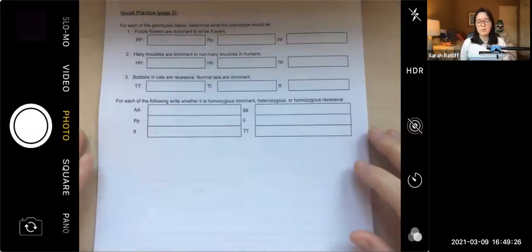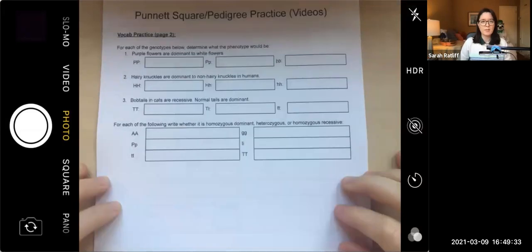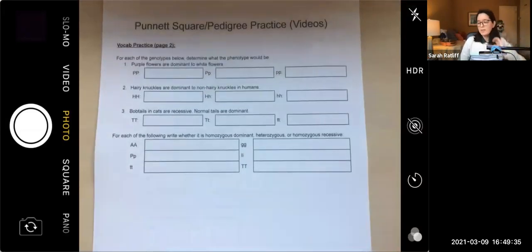Welcome, welcome. Here we're going to do part one. We're going to look at some of our Punnett square genetics vocab first. So you should have page 2 up of your vocab practice.